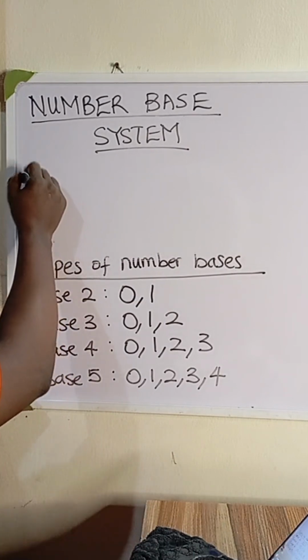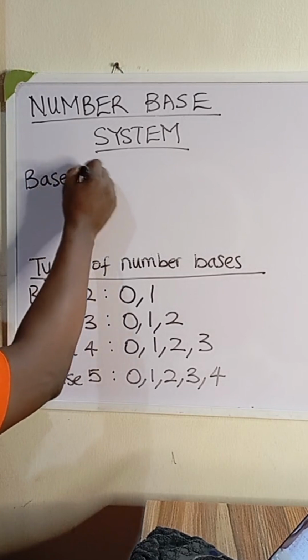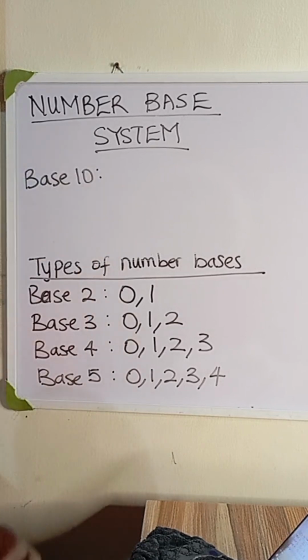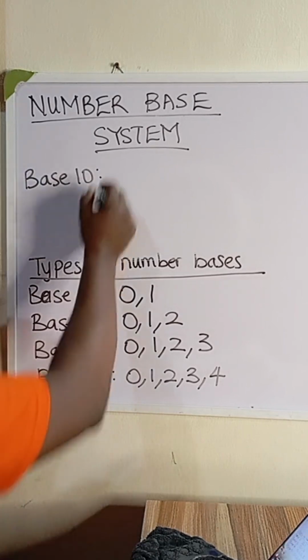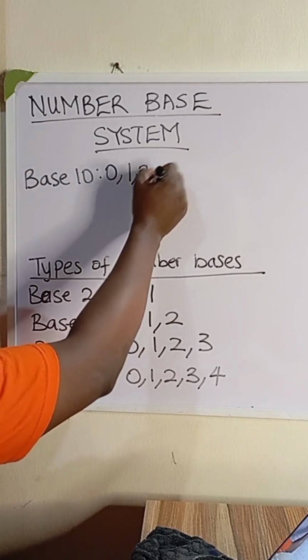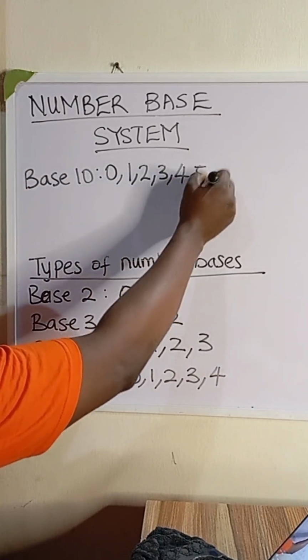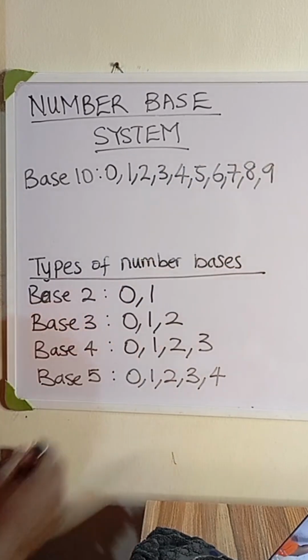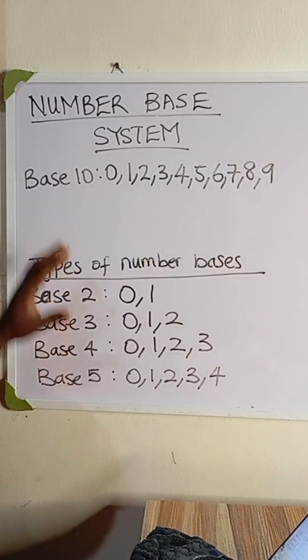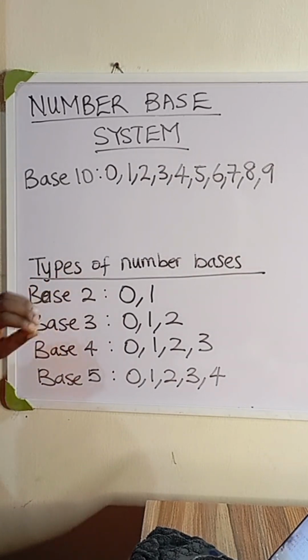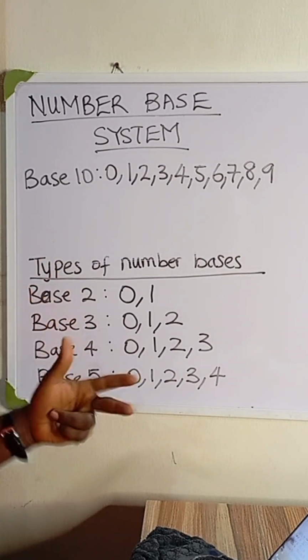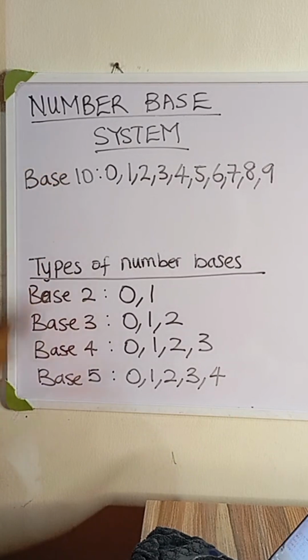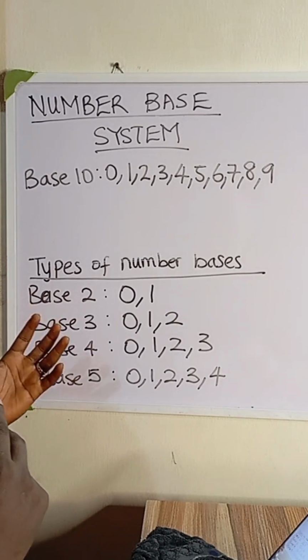So base 10. Base 10 numbering system consists of 10 digits, which is 0, 1, 2, 3, 4, 5, 6, 7, 8, and 9. So we have base 2, base 3, base 4, base 5, we have 6, 7, 8, 9, and then this is base 10. So our target, the first thing we're going to learn how to do is how to convert from one base to another.